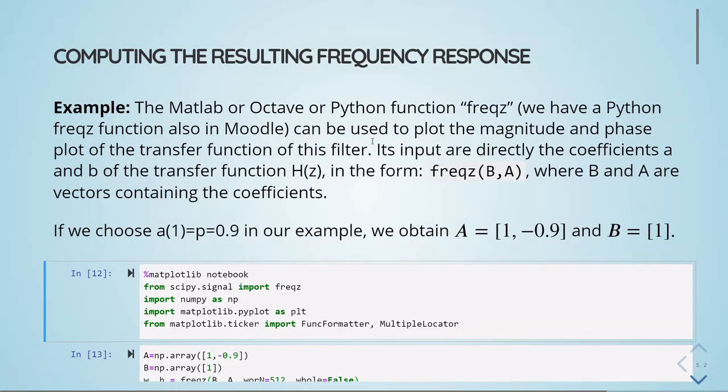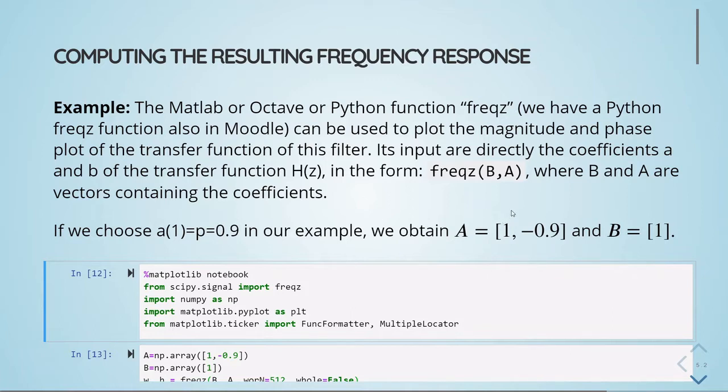Here we have an example to compute the frequency response. So in Python we can use, from the SciPy signal, the function freqz to compute the frequency response. In our example, if we choose our pole to be 0.9, then our a1 coefficient will be 0.9. We need to make some manipulation to put the vectors in a form that is accepted by freqz.